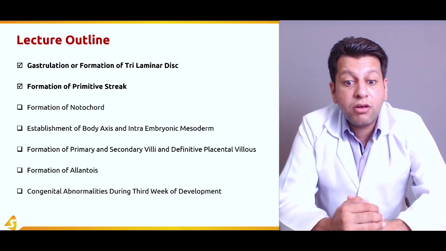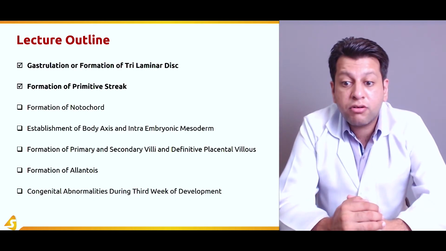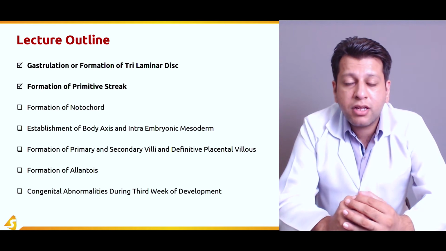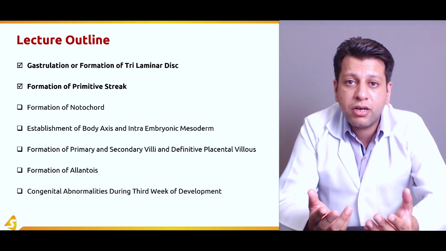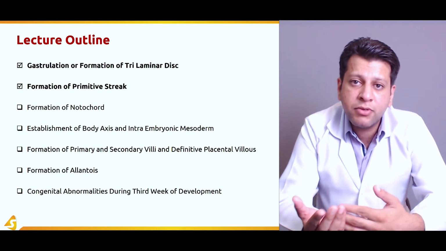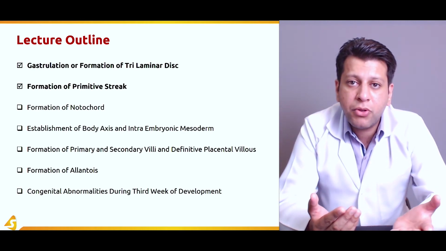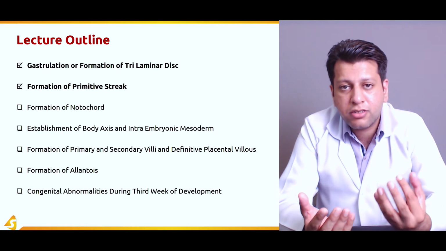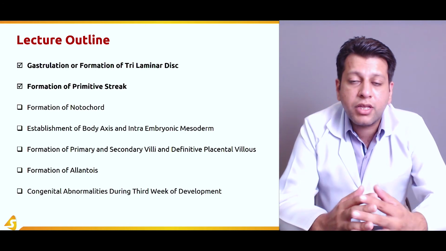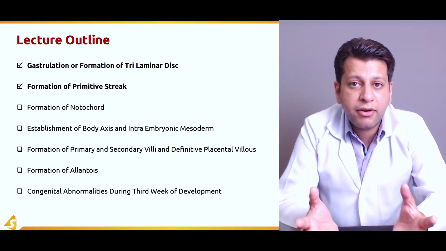We have covered up till now gastrulation, or formation of the trilaminar germ disc, formation of the primitive streak, and how the epiblast cell migration has given rise to 3 cell layers. On the outermost or uppermost is the ectoderm. In the middle is the mesoderm, which is further divided into 3: the paraxial mesoderm, intermediate mesoderm, and lateral plate mesoderm. And the lowermost becomes the endoderm.